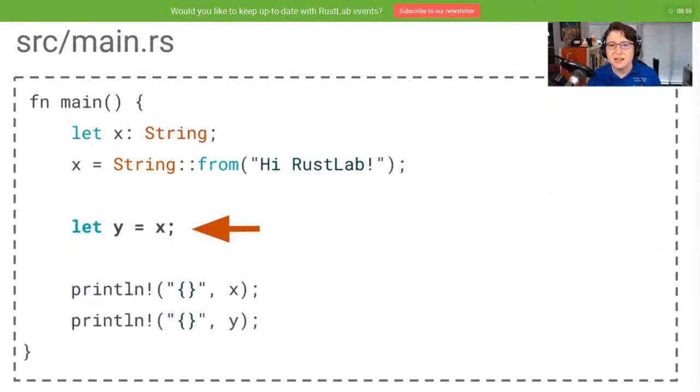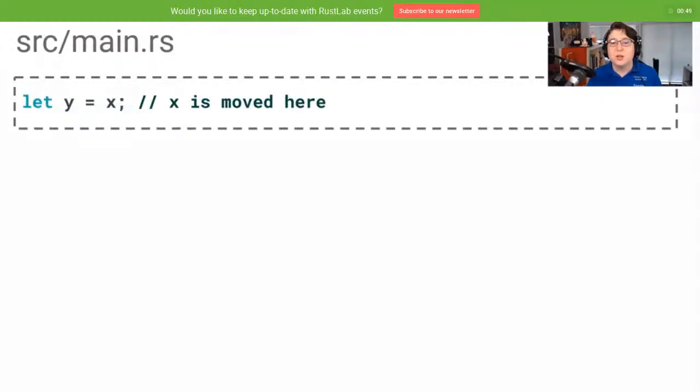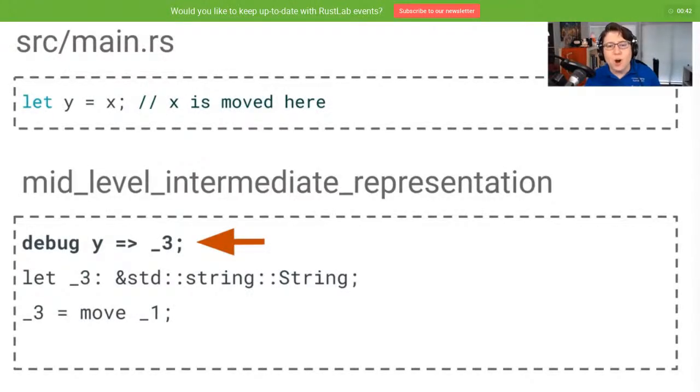Now let's look at this line, where we attempt to create the variable y and assign it the value of x. This line is where the value of x is moved to y. And if we look at the MIR created for this line of code, we see that y is assigned to the local underscore 3. Remember, a local represents a place in memory in the MIR. And underscore 3 is given the type string. And then the value at underscore 1, remember that represents x, is moved to the value of underscore 3, which represents y.